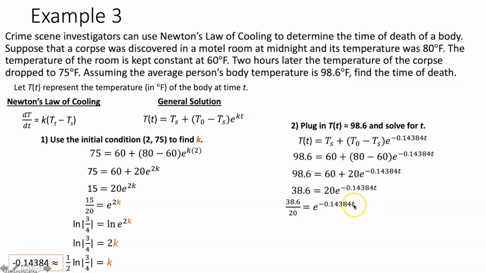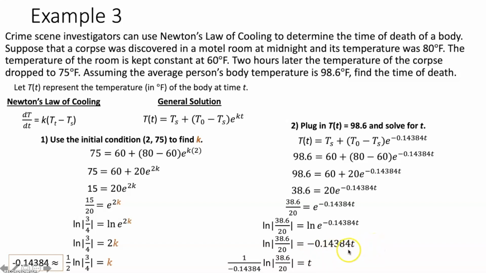We then have to get t out of the exponent. So we take the natural log of both sides to cancel out this e over here. We then get t all by itself by dividing both sides by that decimal. Plug this in our calculator. We get t is approximately equal to negative 4.5711.